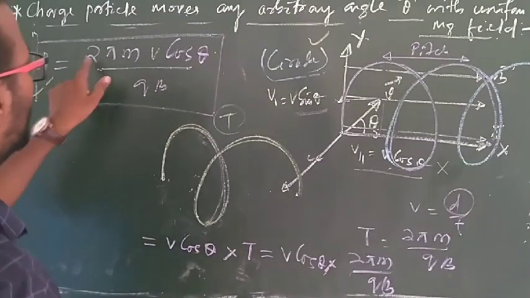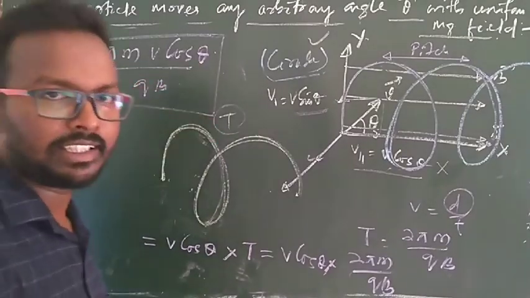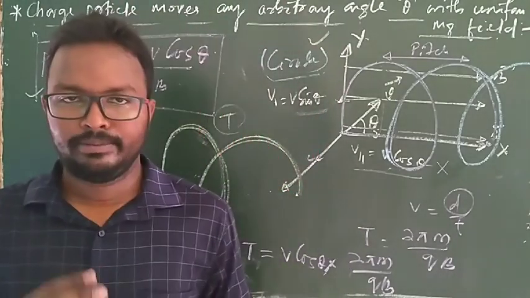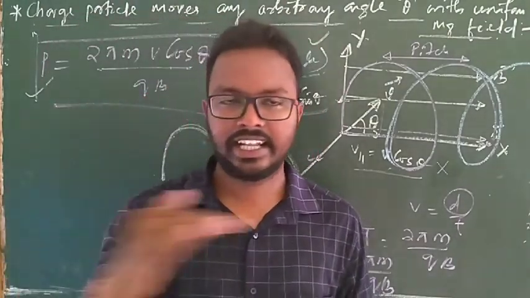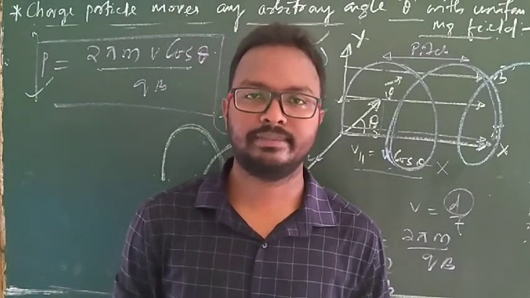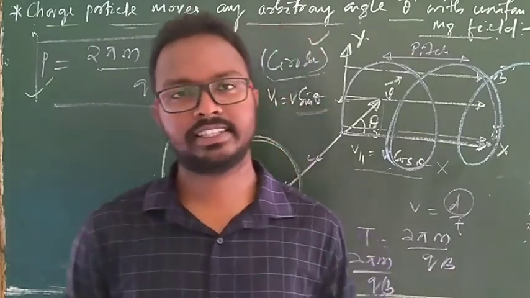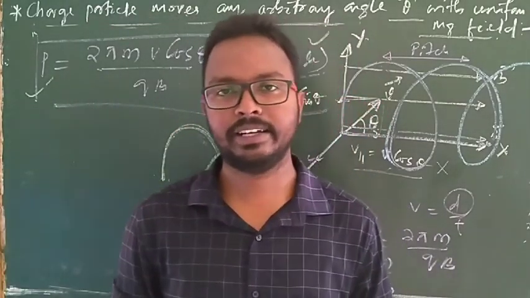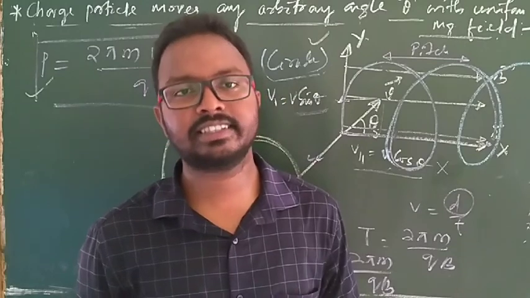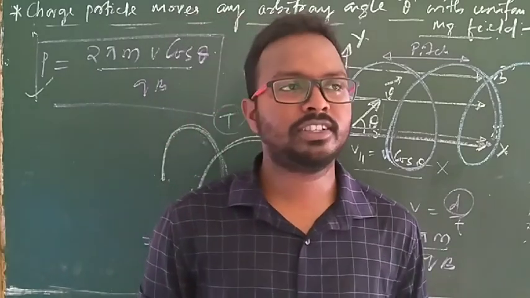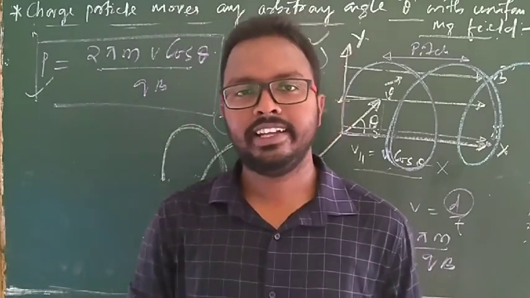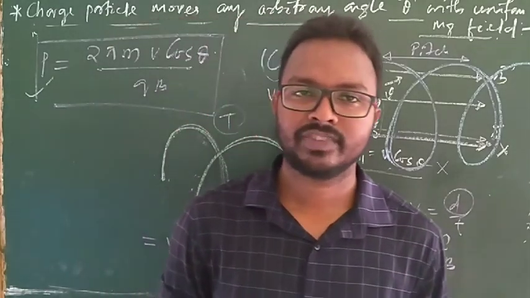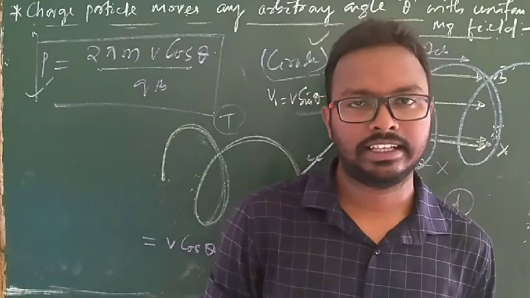So pitch equals 2 pi m v cos theta by qB. Clear? So this is all about it. If a charged particle moves parallel or anti-parallel to the direction of the magnetic field, then the path of the charged particle is a straight line. If a charged particle moves perpendicular to the direction of the magnetic field, then the path of the charged particle is circular. And if the charged particle moves at any arbitrary angle along the direction of a uniform magnetic field, then the path of the charged particle is a helix. Clear?